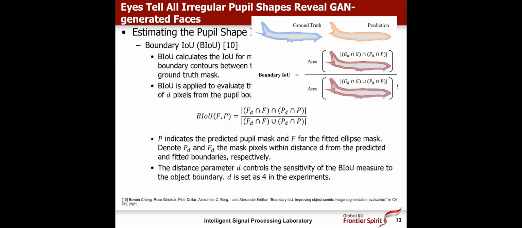So how is this prediction made? This prediction is made by the semantic segmentation methods. So it offers the prediction of the segmentation map.